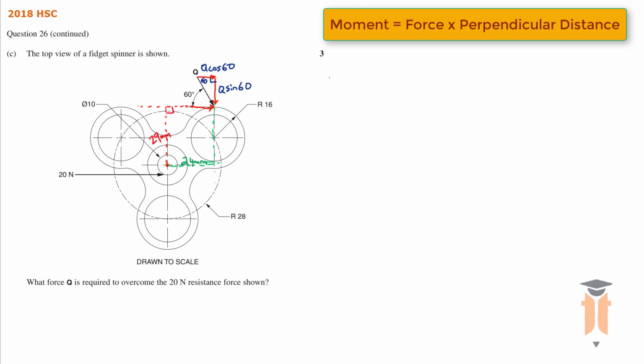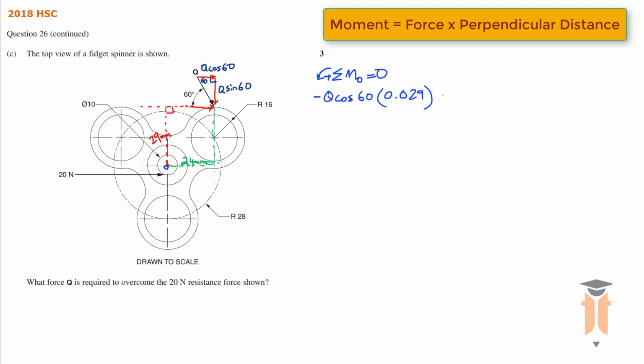So now applying sum of moments about the middle of the bearing. So sum of moments, we'll call that O, is equal to 0. We'll assume anti-clockwise as positive. So I've got the horizontal component, which is Q cos 60, times its perpendicular distance, which is 29 millimeters. I'm going to convert that to meters, so 0.029 meters. And that's going clockwise, so that's a negative.